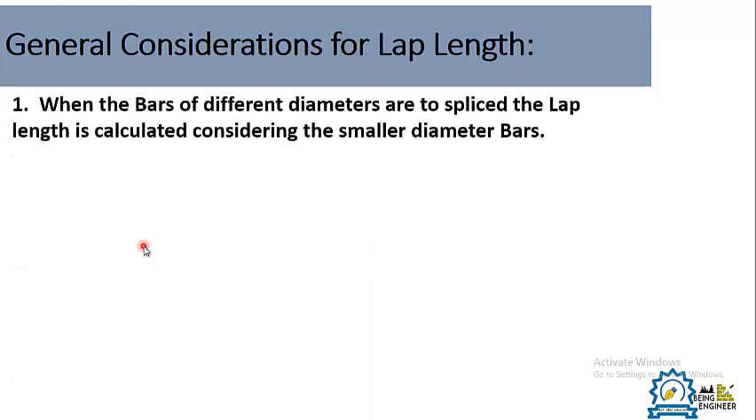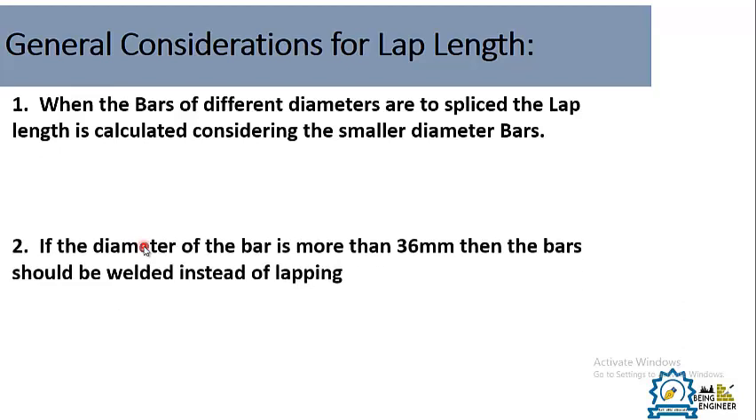First one is, when bars of different diameters are to be spliced, the lap length is calculated considering the smaller diameter of the bars. It means if we are using bars of two different diameters, the lap should be provided considering the bar of smaller diameter.